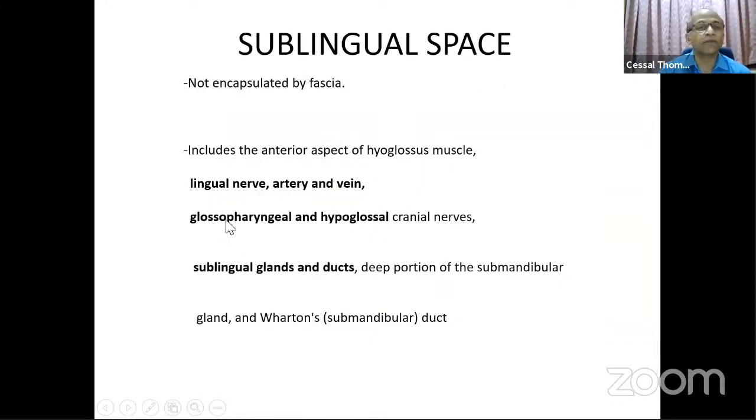The structures, apart from the lingual nerve, artery and vein, you can see glossopharyngeal and hypoglossal nerves. Actually, this is important because if a lesion is there, there can be perineural spread. So this can spread along the lingual nerve to higher levels.